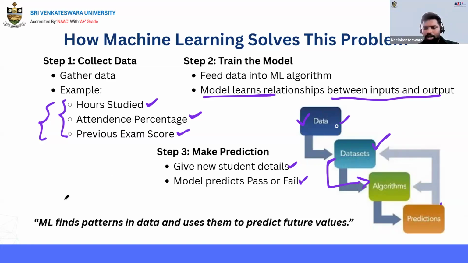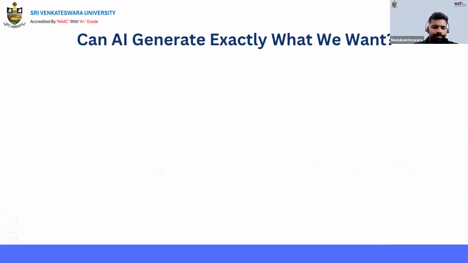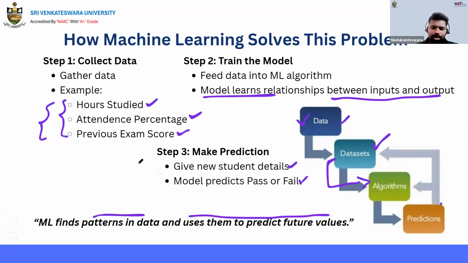Finally, this ML finds the patterns in the data and uses them to predict the future values. This is how machine learning works. Now we are going to implement the same thing practically, like a student's status, whether he is going to pass or fail.